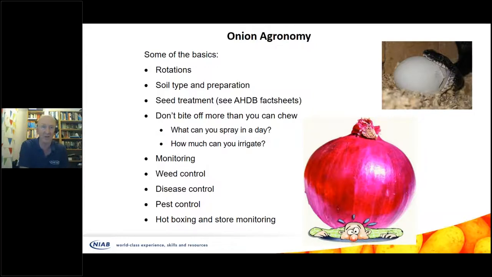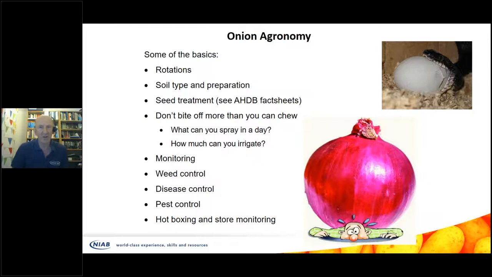Soil type and preparation. Well, you can't necessarily change your soil. You can look at your preparation techniques and getting that right. Stale seed beds, controlling weeds is all important to getting a good crop, especially on onions, which don't compete very well. Seed treatments, there's a lot of good work going on seed treatments. There's new actives coming through. The biologicals are looking to act as a protective coating rather than actually having activity against disease themselves, maybe. But AHDB has got a very good fact sheet on that, so I'm not going to repeat what's in that.